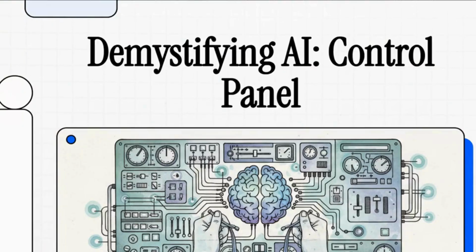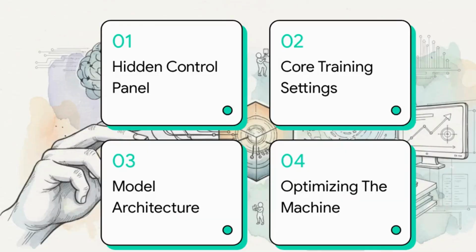Welcome to this explainer. Today, we are literally opening up the hood of machine learning to look at the master control panel. Because despite how magical and independent AI might seem, human developers absolutely still hold the reins. Let's break down exactly how they do that. We're going to look at these complex controls and hopefully make you look at machine learning in a completely new light. Okay, let's dive into this.